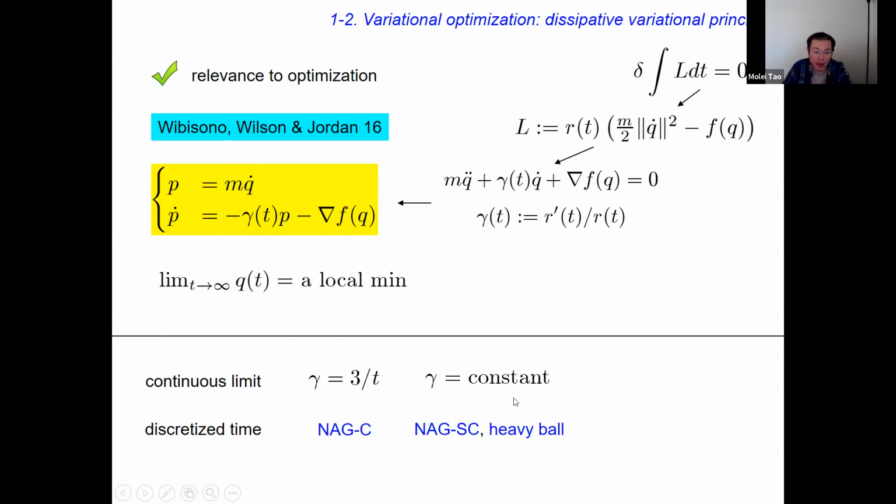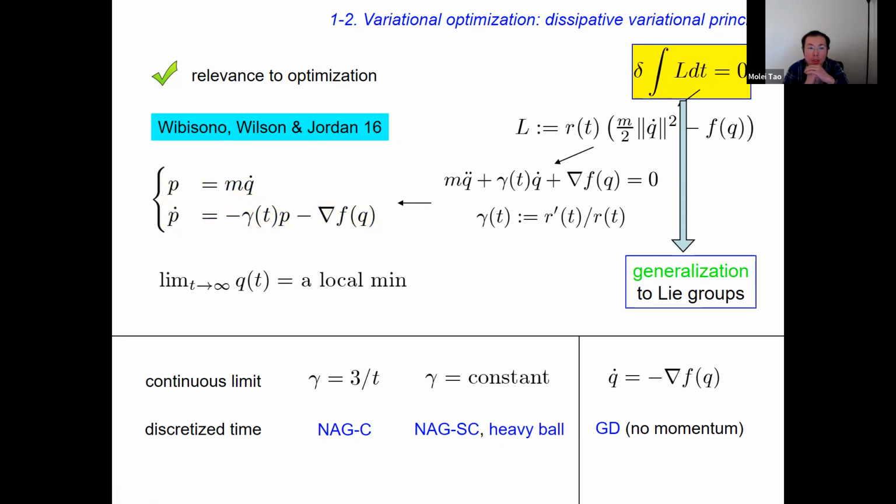And there are other variants. For example, if you make gamma a constant, some discretization gives you NAG-SC, which is Nesterov accelerated gradient for strongly convex functions, and some other discretization gives you heavy ball. As a contrast, we can also look back at gradient flow, and one discretization of gradient flow actually gives you gradient descent without momentum.